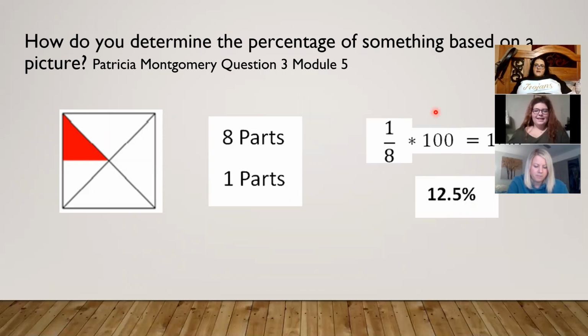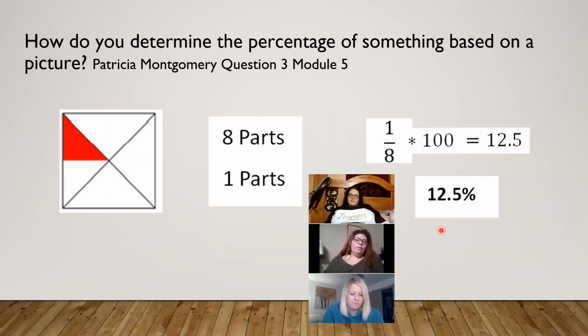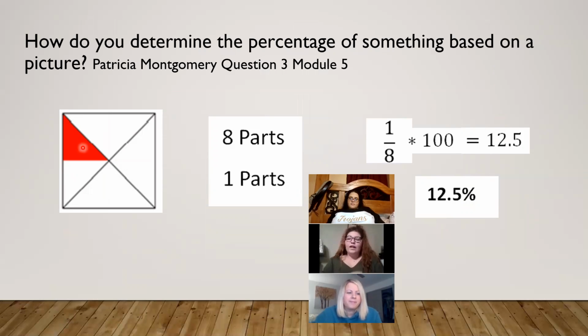Hey, Patricia, how do you determine the percentage of something based on a picture? So what we're going to do is take our shaded part and see how many pieces of that would fit into our picture. If we broke up those bigger triangles into smaller ones like the shaded piece, we would get 8. That's going to be the bottom number of our fraction. Then how many of those parts are shaded, which is 1, is going to be the top part. So 1 of our 8 pieces are shaded.